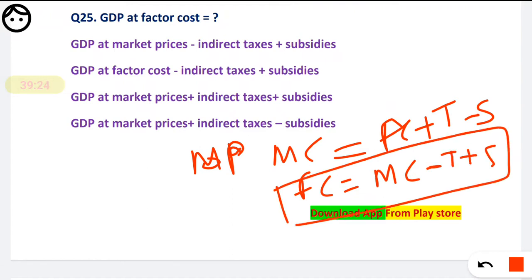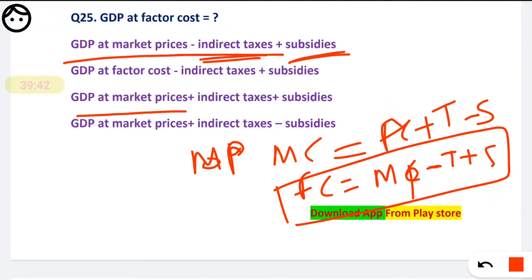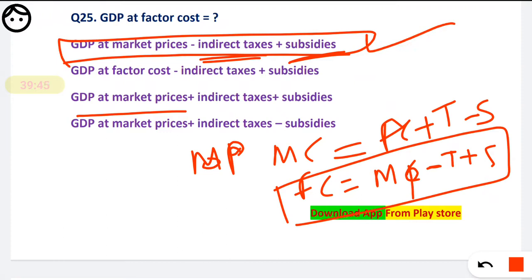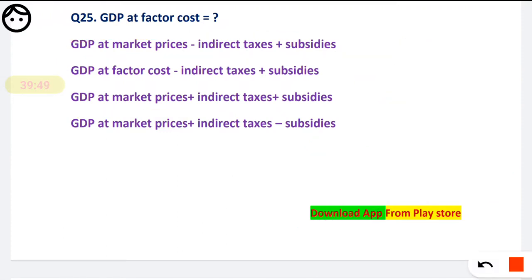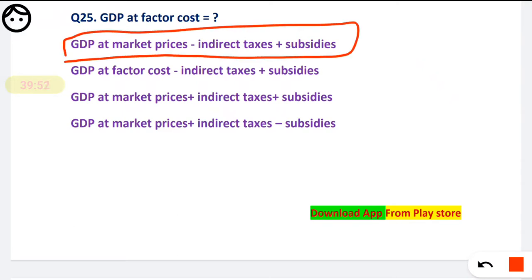How to remember? It is very easy. Find the option first. GDP at market price minus taxes plus subsidy. So this will be our most correct option here. The correct formula is that GDP at factor cost is GDP at market price minus indirect taxes plus subsidy.